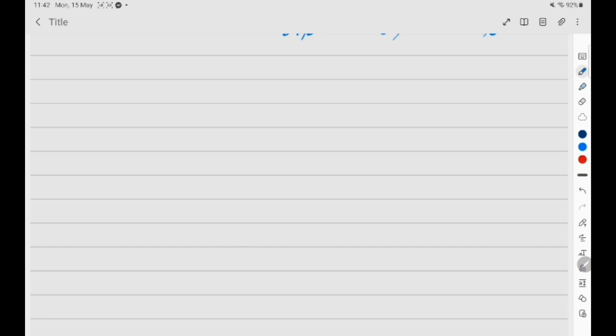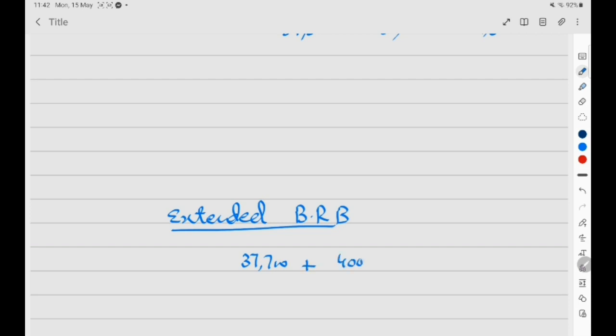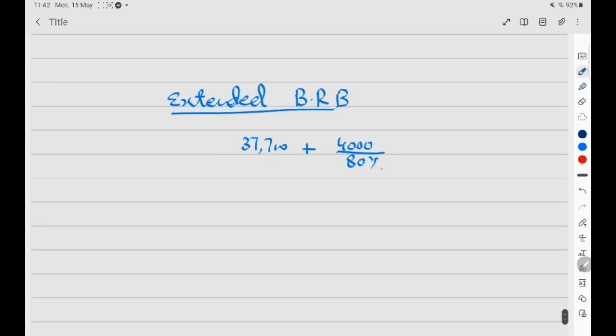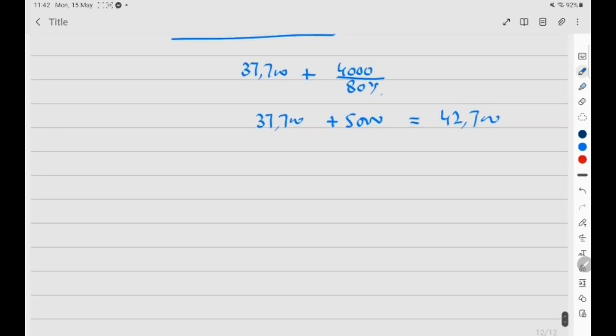and first we have to calculate the extended rate band, because in this question we have been given that he has made some contribution. So extended basic rate band will be 37,700 plus 4,000 divided by 80%, because we need to gross it up whatever amount has been paid to personal pension contribution. So 37,700 plus 5,000 will give you 42,700 of basic rate band.